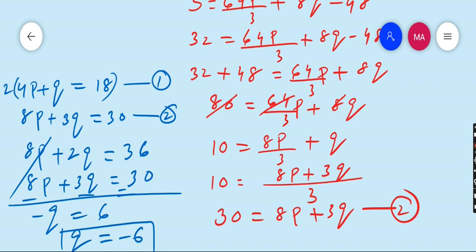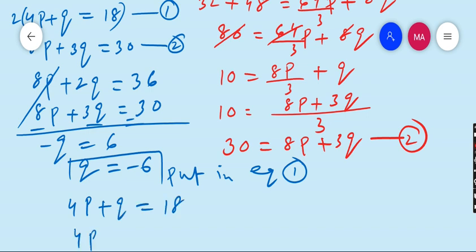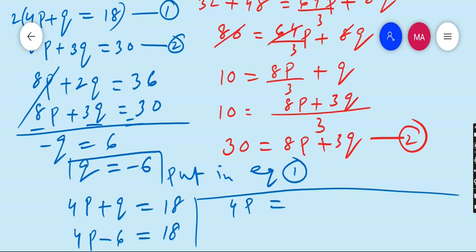Put this value of q equal to minus 6 in any one of the equations. So I am putting it in equation number 1. So 4p plus q is equal to 18, 4p plus minus 6 is equal to 18. 4p is equal to 18 plus 6, which is 24, and p is equal to 6.